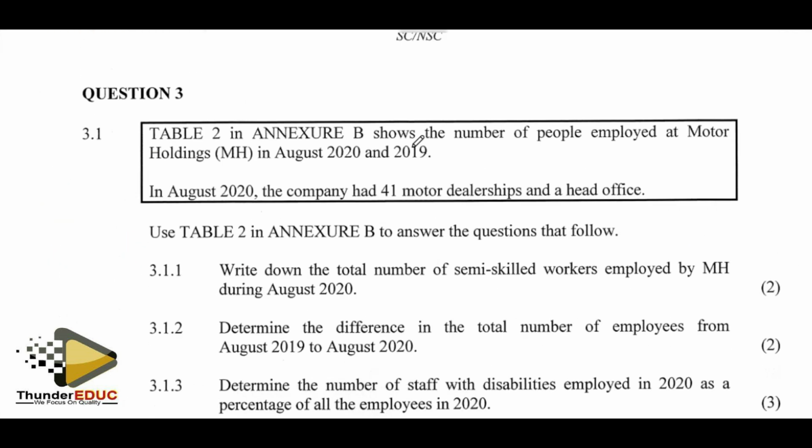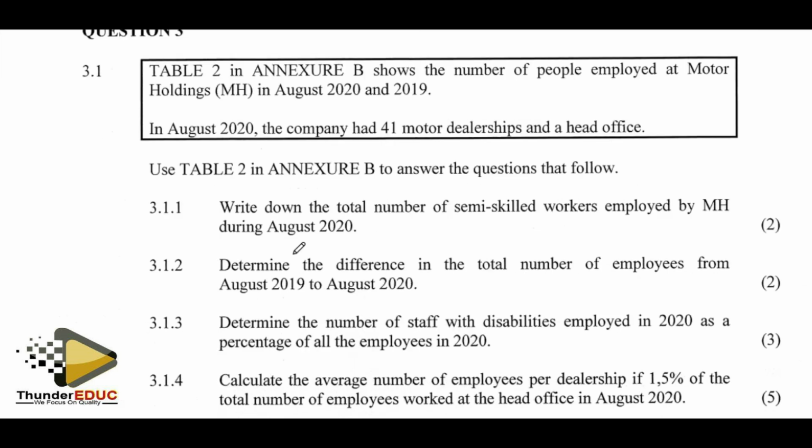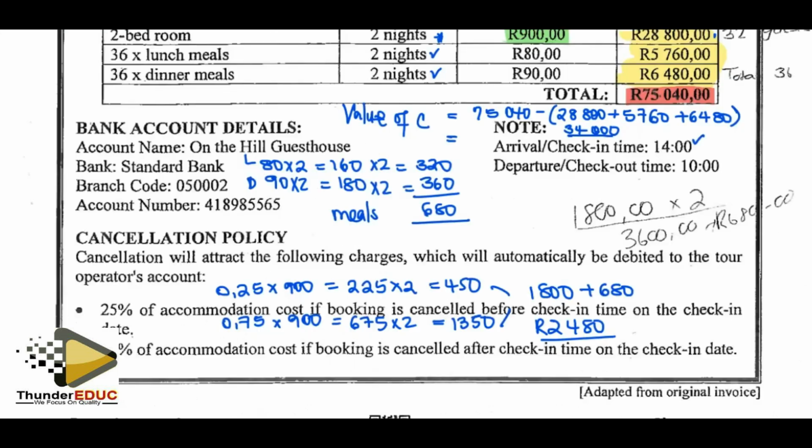Question number 3. Question number 3, it says we are going to use an annexure. Number 3 wants us to use an annexure. Write down the total number of semi-skilled workers employed by MK during August 2020. We'll go to the annexure there.